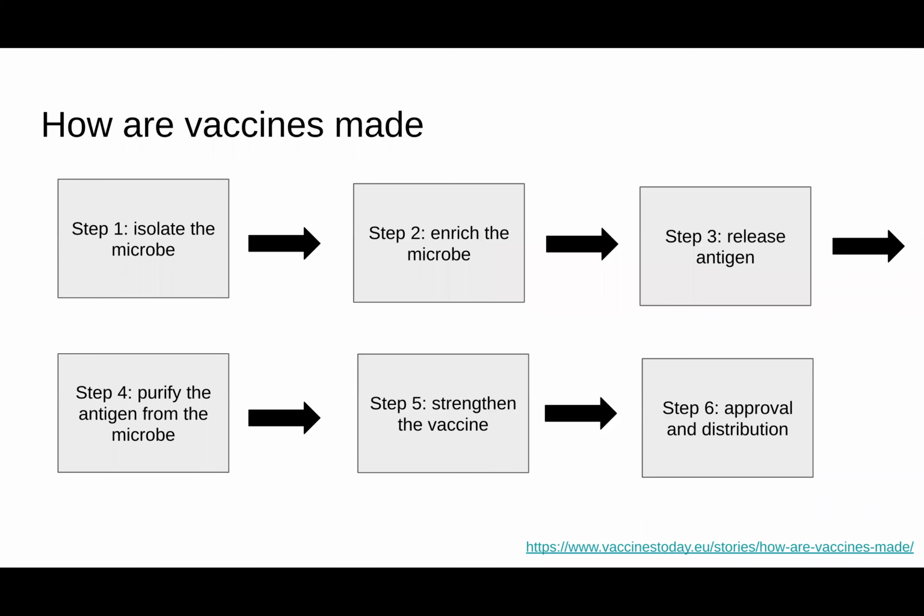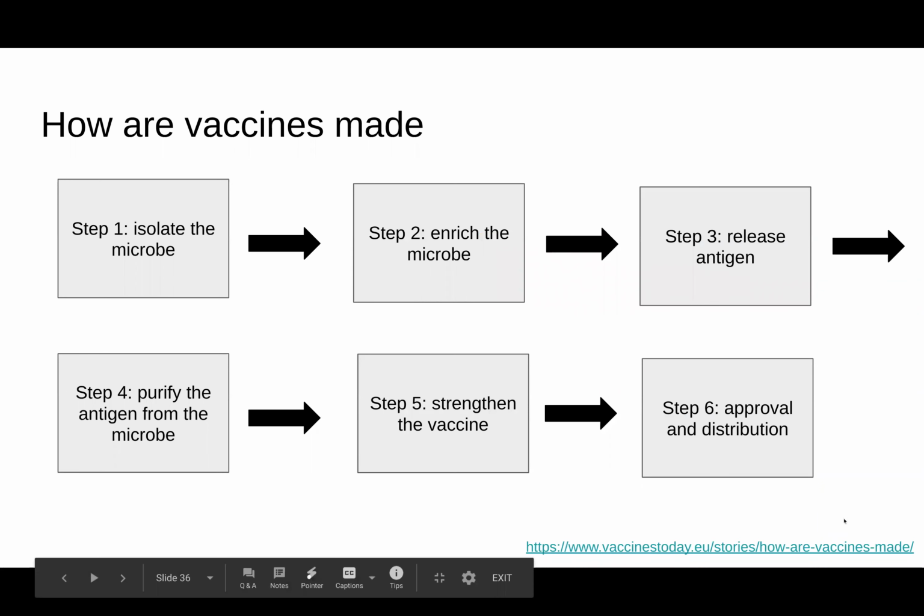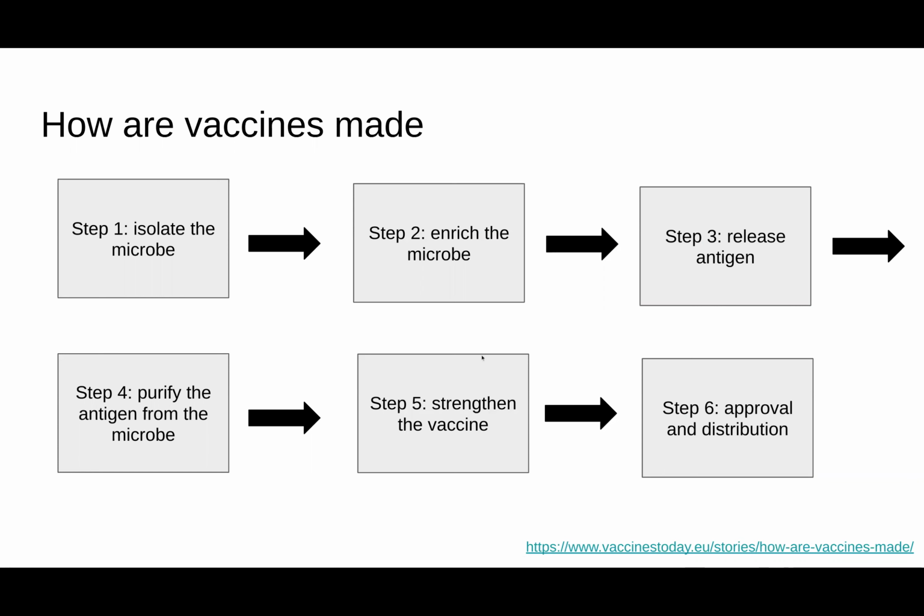So with that out of the way, how do we make these vaccines? Now, this is just sort of a really basic tutorial of how it's made. Vaccine Today has a really nice article about how these are made. It's much more in depth than I'm going to tell you, but let's talk about this. So first step, we have to isolate the microbe that we need. So if we're going to make a vaccine against measles, I need the measles virus. So I have to isolate that microbe from an animal, from a human. I have to isolate it from something.